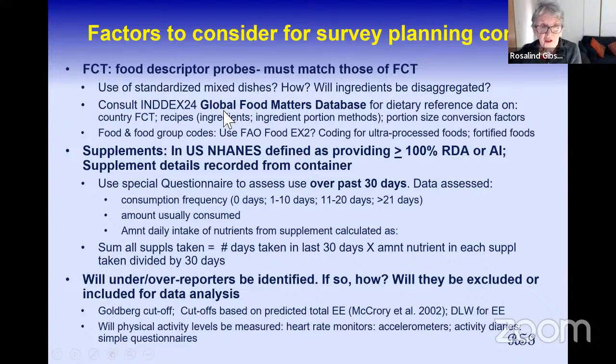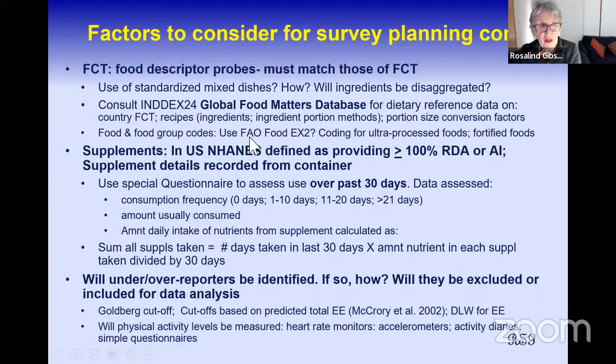Index 24 has just developed a platform called Global Food Matters Database that some of you may already be aware of. This is a database for dietary reference data, and it contains a lot of information on food composition values by country. So if you have difficulty finding food composition values for certain foods, I recommend that you consult Global Food Matters Database on the Index 24 platform. It also provides you with information on recipes in terms of the ingredients in the recipes and the portion sizes. And it's also produced some portion size conversion factors. So it's a very useful platform to know about when you are setting up your food composition table.